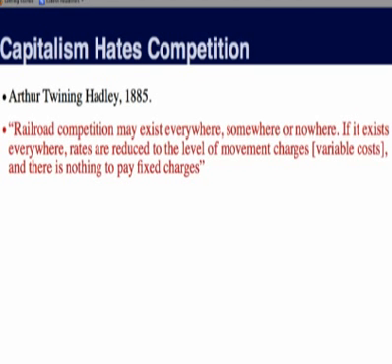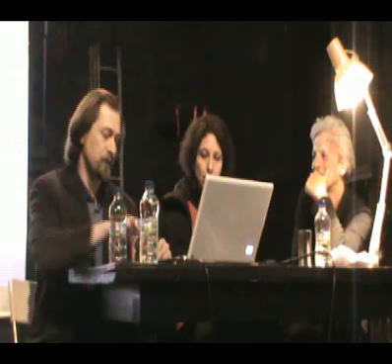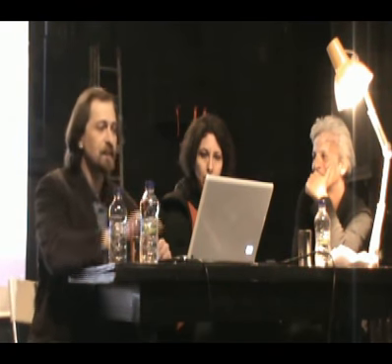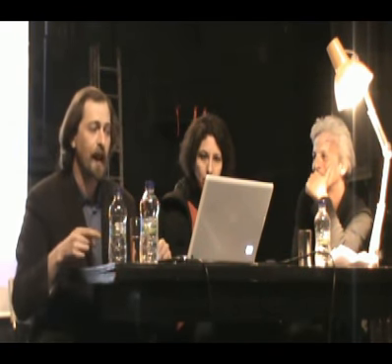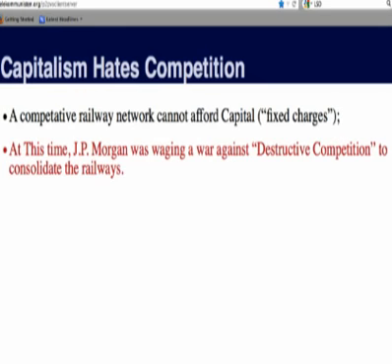And here's a quote from one of his economists: "Railway competition may exist everywhere, somewhere, or nowhere. If it exists everywhere, rates are reduced to the level of movement charges, and there is nothing to pay fixed charges," right? So what this means is that a competitive railway network cannot afford capital, fixed charges, right? So a competitive railway network could actually not afford to build and maintain the tracks because the prices would be reduced down to the level of movement charges until the tracks and trains collapsed, and the government would have to then come in and bail them out, right? And this time J.P. Morgan was waging a war against destructive competition.